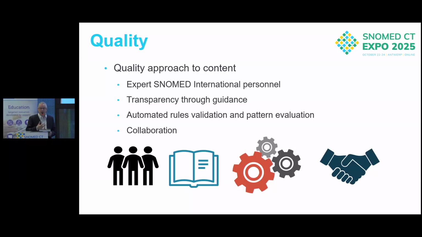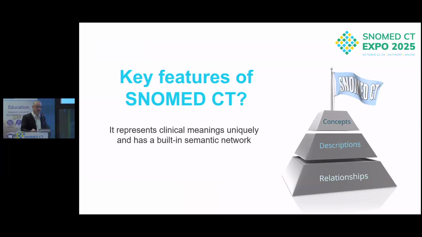And obviously in the background, we have automated rules and validations to make sure of the quality, but collaboration is key in terms of making sure that our product is applicable to people outside. So, as I say, during this Expo, there'll be certain things that people talk about. They'll mention concepts a lot, and maybe descriptions, and maybe relationships. So I just wanted to go over those three fundamental things, which are the building blocks of what SNOMED is.